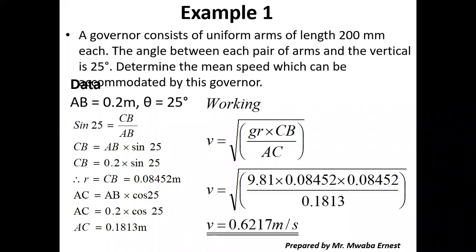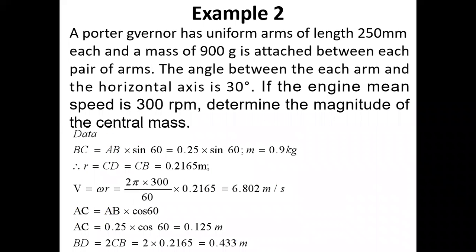Great, now let's get to the second example. The example number 2. So in this case, we have a Porter governor which has uniform arms of length 250 millimeters each with a mass of 900 grams attached between each of those pairs. The angle between each arm and the horizontal axis is 30 degrees. If the engine mean speed is 300 RPM, determine the magnitude of the central mass.